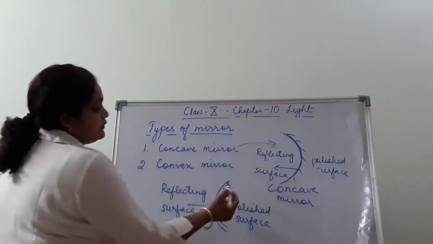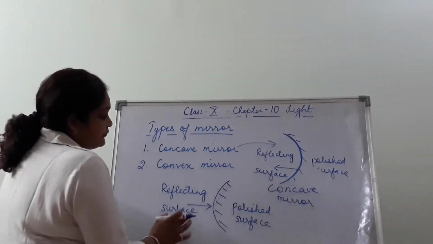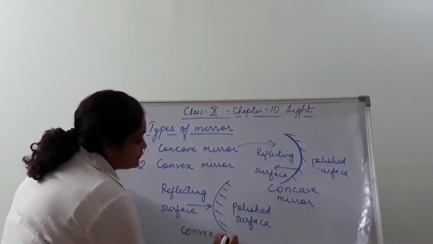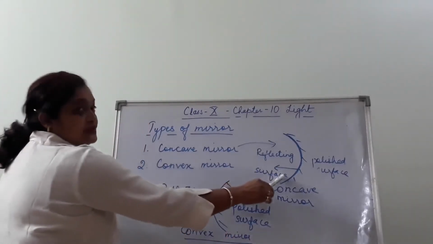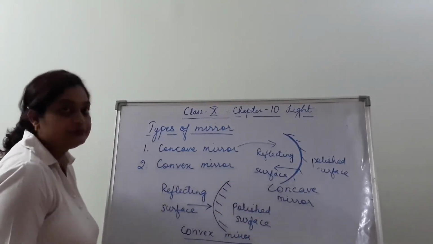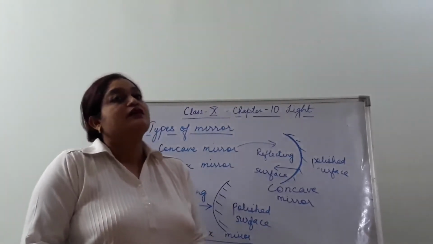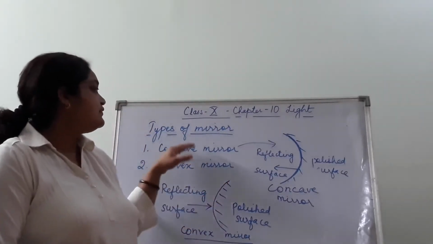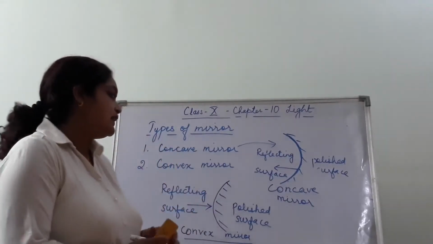So here you can see that this is the polished surface and this is the reflecting surface. So this type of mirror is called the convex mirror. Curved inwards is a concave mirror, curved outwards is the convex mirror. Before we further move on to the spherical mirrors, we must first discuss certain terms related to the spherical mirrors. This concave mirror and convex mirror are also called spherical mirrors.